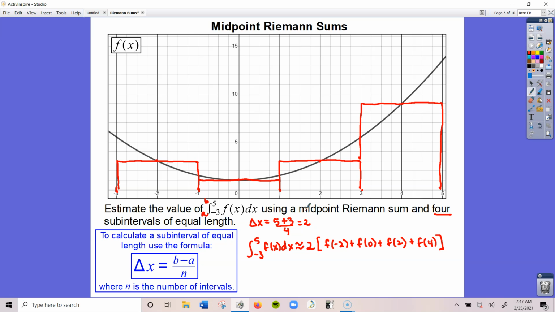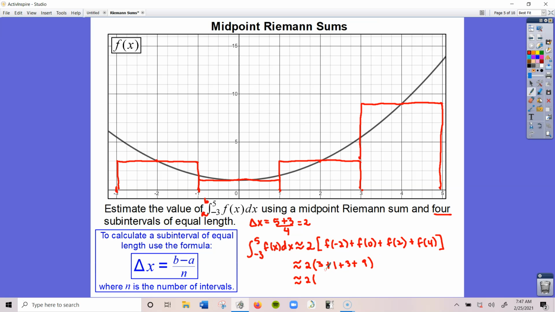If you have equal subintervals, you would put the base of each rectangle on the outside, open a bracket or parentheses, and then use the function notation to represent the heights of each one. So here we go. We have 2 times f of -2, which is 3, plus f of 0, which is 1, plus f of 2, which is 3, plus f of 4, which is 9. And now we work that out.